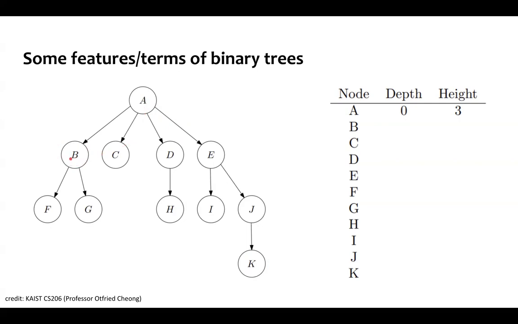And when it comes to B, the depth is 1 because it is one edge away from the root and the deepest leaf from this node is F or G and it takes one edge to reach there. It's very simple, right? And when it comes to C, the depth is 1 as B because there is just one edge to reach root. And the height is 0 because the node with C itself is a leaf, okay?